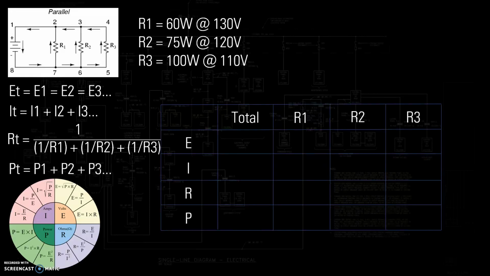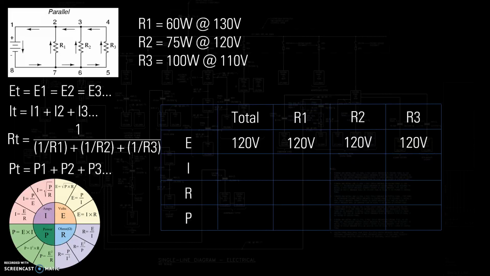I'm going to put up another one of our little table charts here. So again, as with series, they've got to tell us the source voltage or the total voltage, right? That's kind of your free space if you want to think of it that way. But what's really nice about parallel circuits is the voltage formula: E total equals E1 equals E2 equals E3. So essentially by telling us the source voltage or total voltage, we now get that whole voltage row filled in.